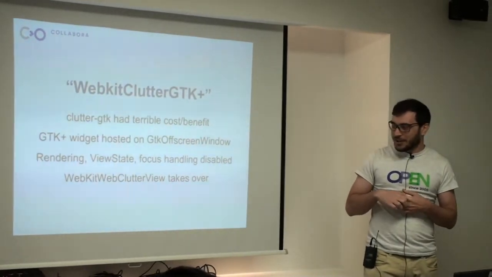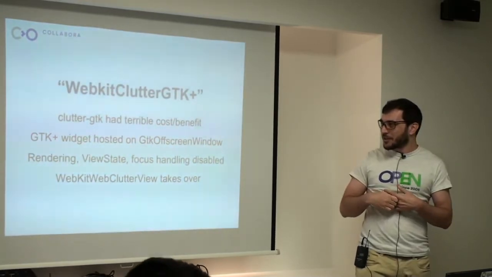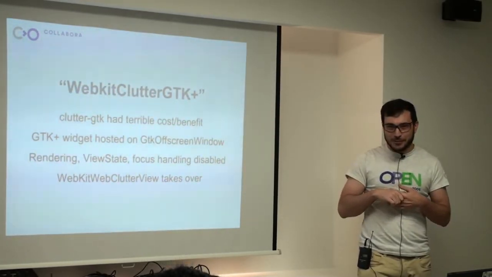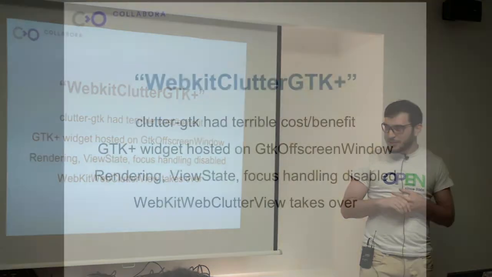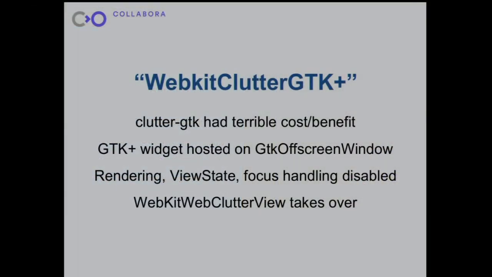So the reason why we stopped using, like I said before, Clutter-GTK, was that it was having a really terrible cost-benefit for us. With each release or each change to Clutter or to GTK, or the changes in backends, Clutter started using GDK, the GDK backend, and then with Wayland, you know, more changes. With each change, things got a bit harder. So we were eventually having to spend a lot of time trying to make Clutter-GTK work for us. And we thought, well, why not drop it and just deal with everything we need ourselves?